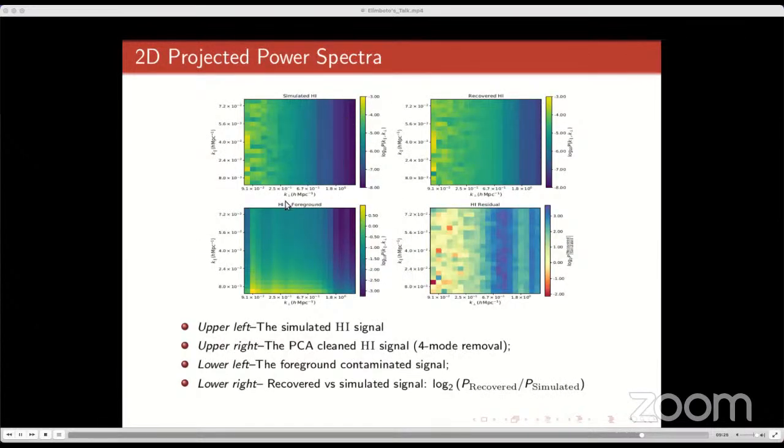So this is the result of transforming the data cubes and then computing the two-dimensional power spectra. As you can see here, the simulated neutral hydrogen signal and the recovered signal are close to each other with some small mismatches, and the level at which PCA is able to recover the signal can be seen by comparing the recovered signal and the signal that's contaminated with the foreground.